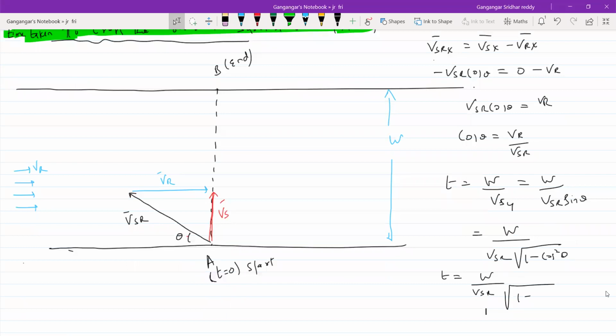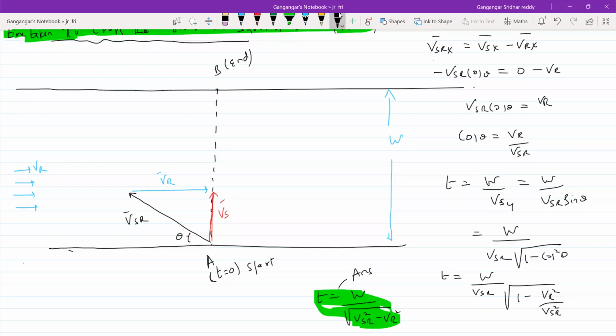Substituting this, what is cos theta from here? VR square by VSR square. So the final answer will be W by... okay, fine. There's a time taken to cross the river in the shortest path. I'll write nearby only. This is the answer. Getting the idea?